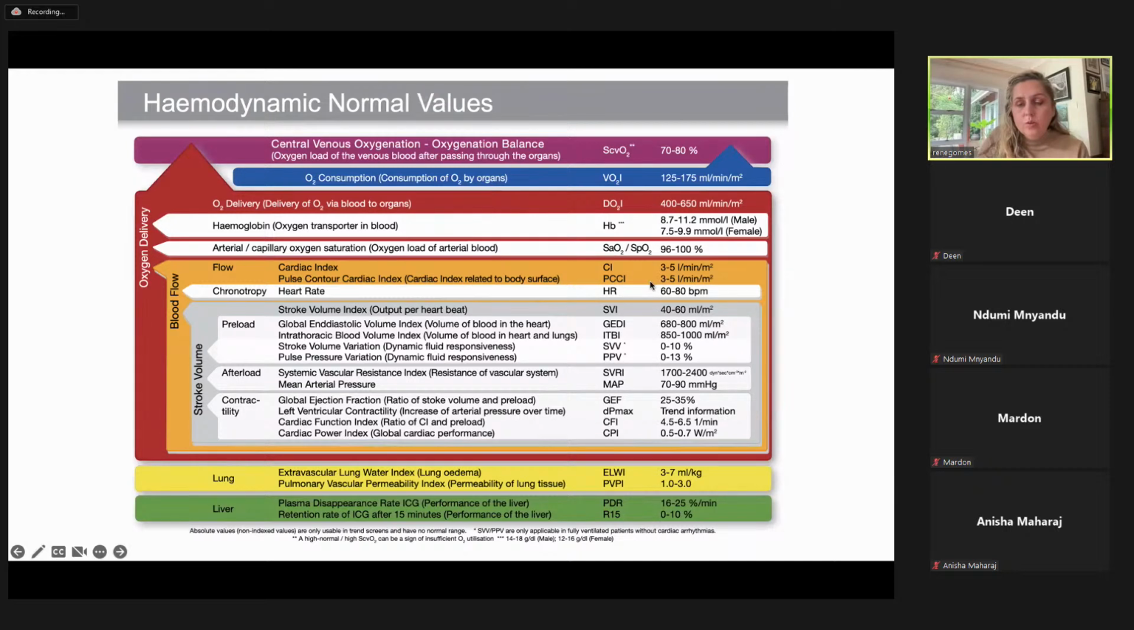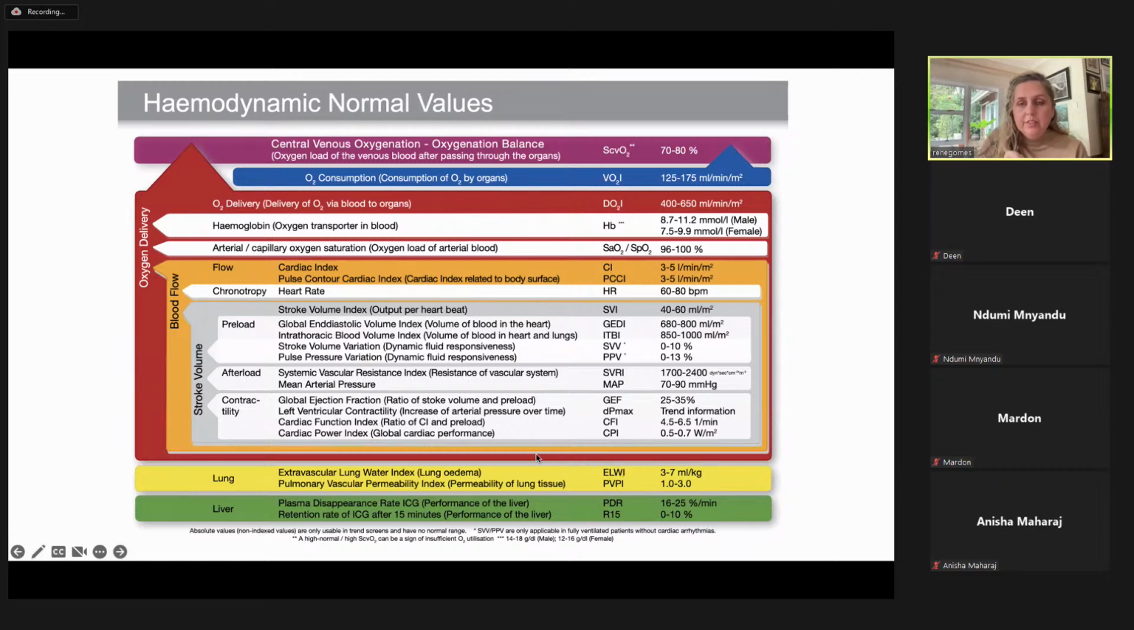Cardiac index, they've given us normals of 3 to 5. You can see here they've given us a normal PPV of 0 to 13 and an SVV of 0 to 10. Those are the ones we're looking at for fluid responsiveness. GEDI is for preload itself. Okay. Afterload, SVRI, and then our contractility are these, and then our pulmonary edema will be here.